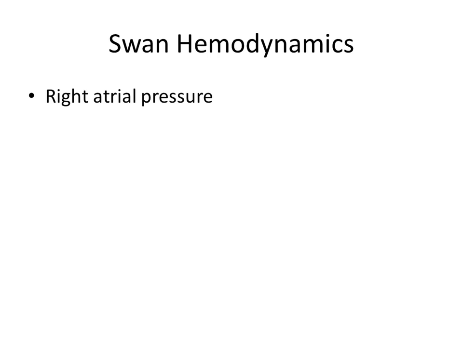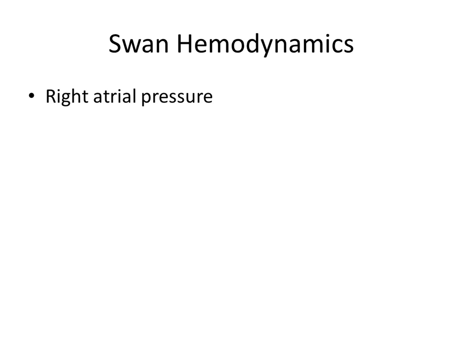So I wanted to move on to Swan hemodynamics at this point, and to be a little bit interactive with this. When we're thinking about RV failure, what would you expect to see in right atrial pressures?